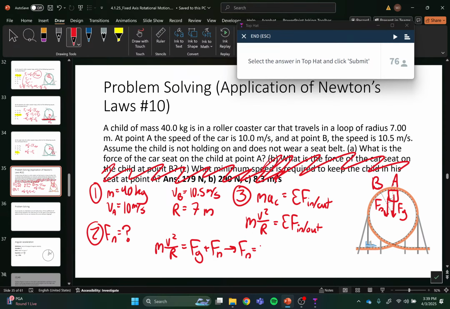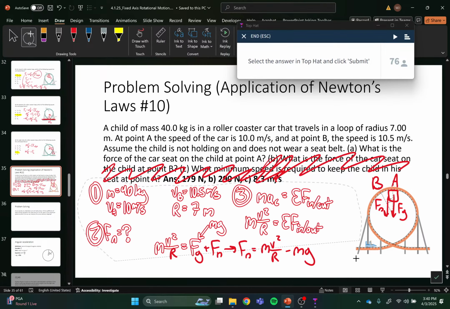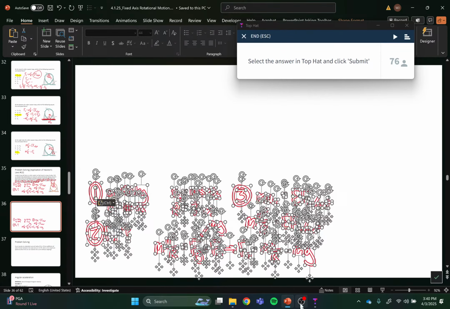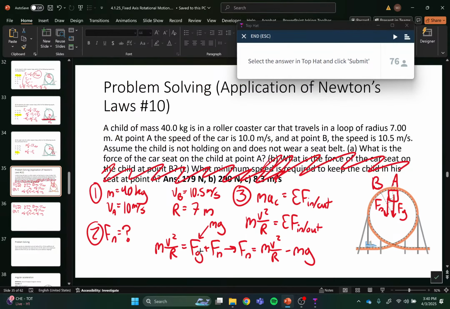Rearrange. So Fn equals mv squared over r minus m times g. I did 2 steps there. I subtracted Fg over and I replaced it with m times g. Just chuck numbers in and solve. This is why this stuff's useful. It lets you find forces that, gosh, again, I don't even know how you'd solve otherwise. So I'm going to steal all of this. Put it right there. Steal my picture because I'm going to need that for the next one.